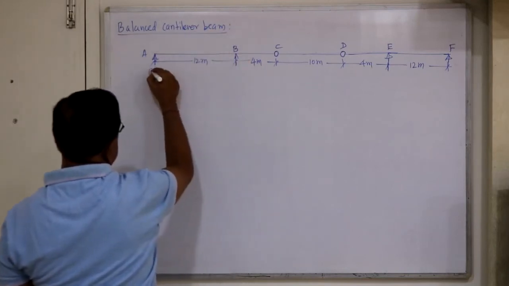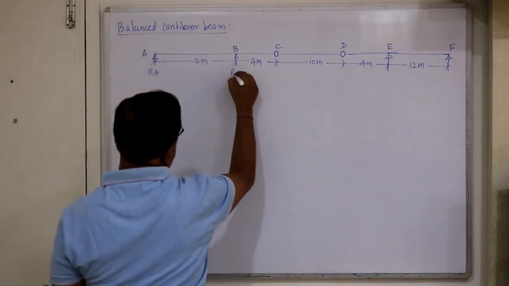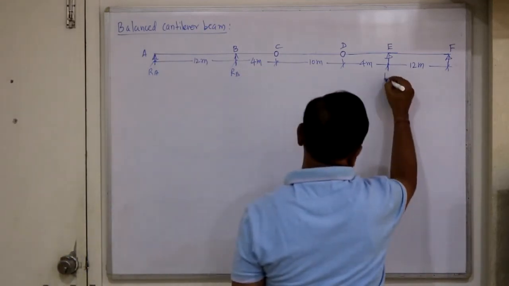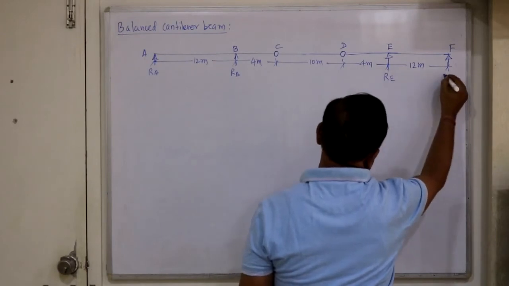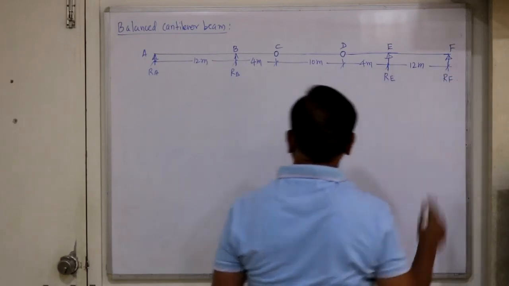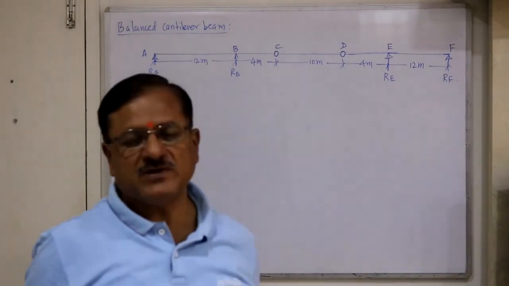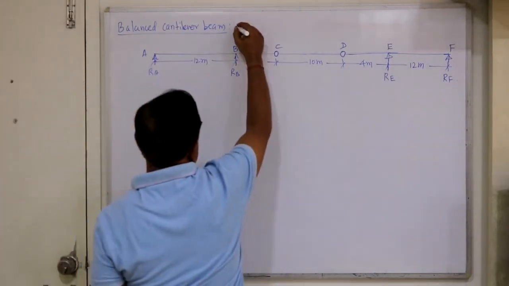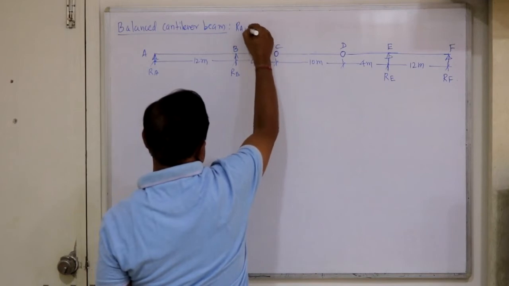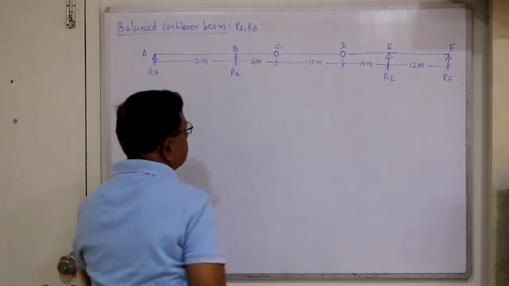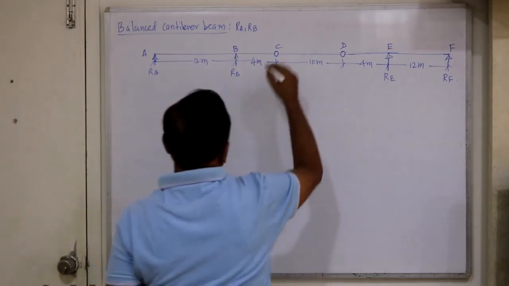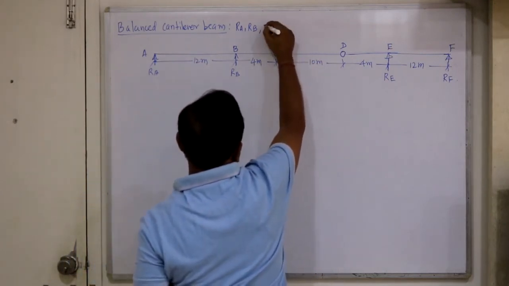Let us construct, say this is RA, RB, RE and RF. So now what are the possible ILDs? There are many possible ILDs. Say let's construct for RA, RB, then RA, RF will repeat like RA, RB from the other end. Then let's construct for MB.